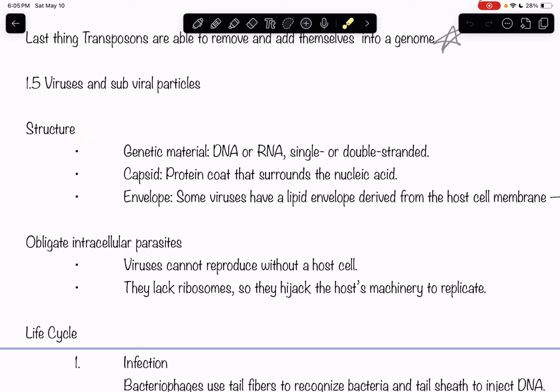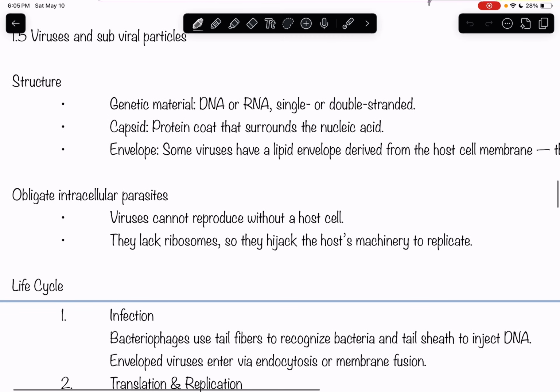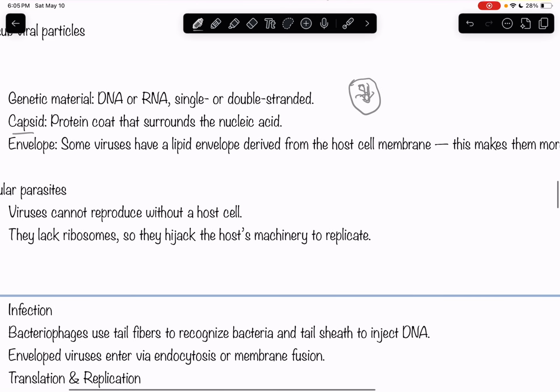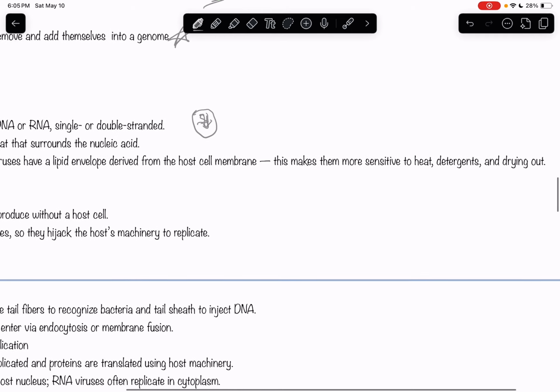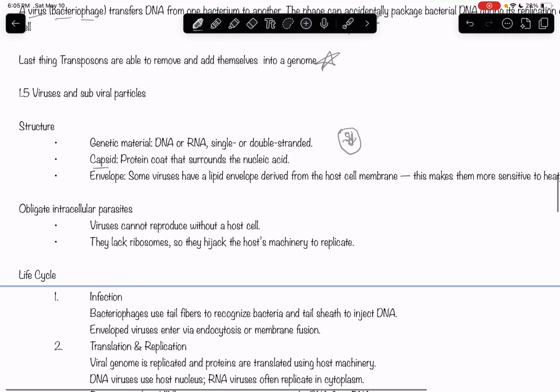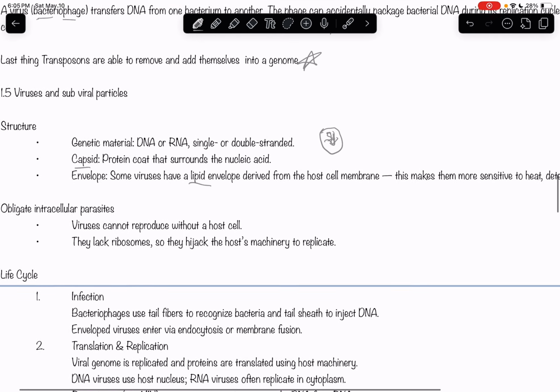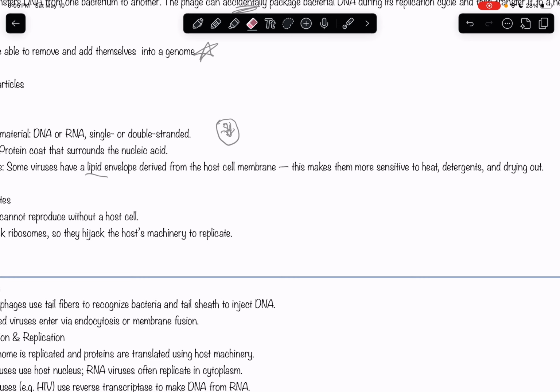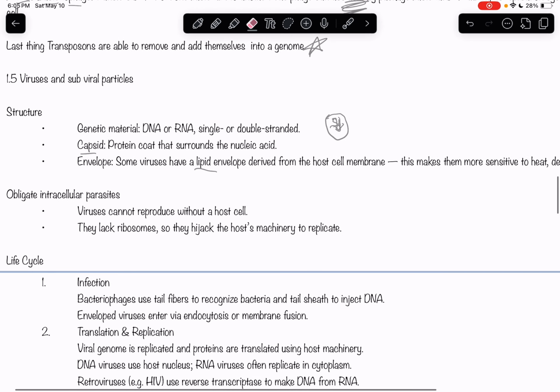You need to know that viruses can be DNA or RNA, and they can be single or double stranded. Your capsid is something like this. You have this outside, and then you have your DNA or RNA inside, so it's like a protection. Some viruses also have lipid envelopes, and this actually makes them more susceptible to heat and drying out.